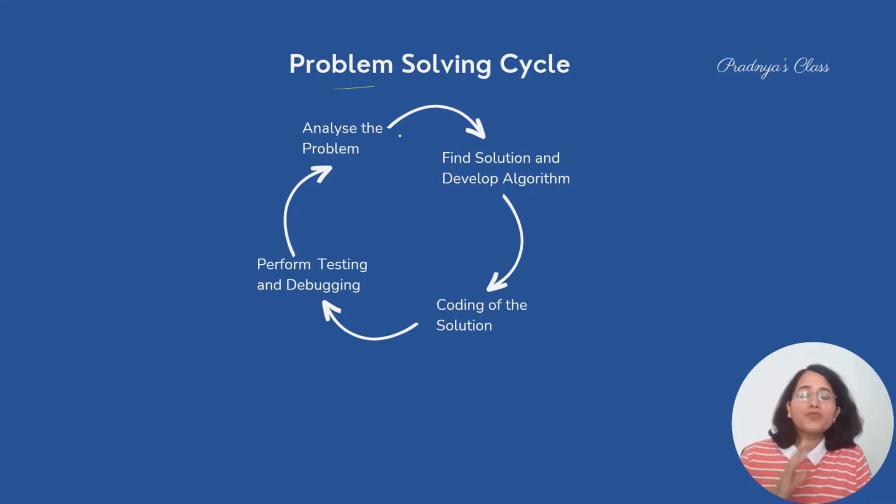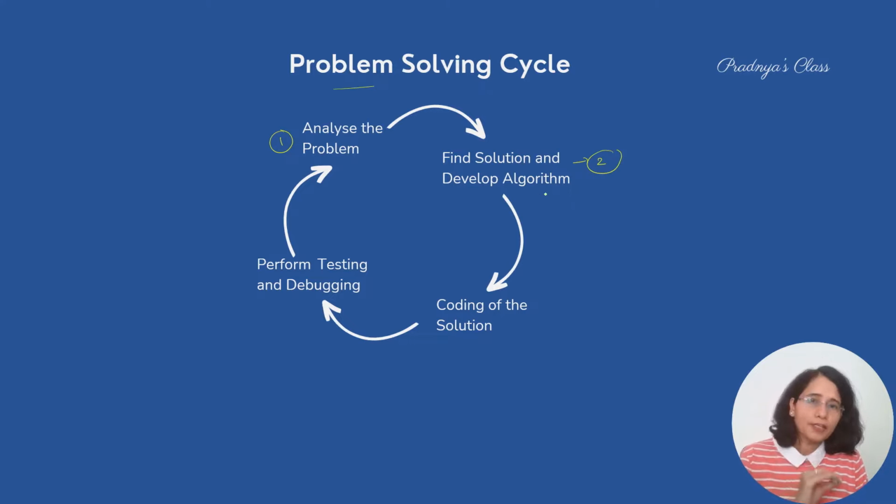We use computers to solve real life problems. So to program a computer, we should use efficient problem solving techniques. Problem solving methods follow a cycle. It is known as the problem solving cycle. It has four main steps. The first step is to analyze the problem. First we have to understand the problem, analyze the problem. Then we have to find the appropriate solution for it. This is the second step.